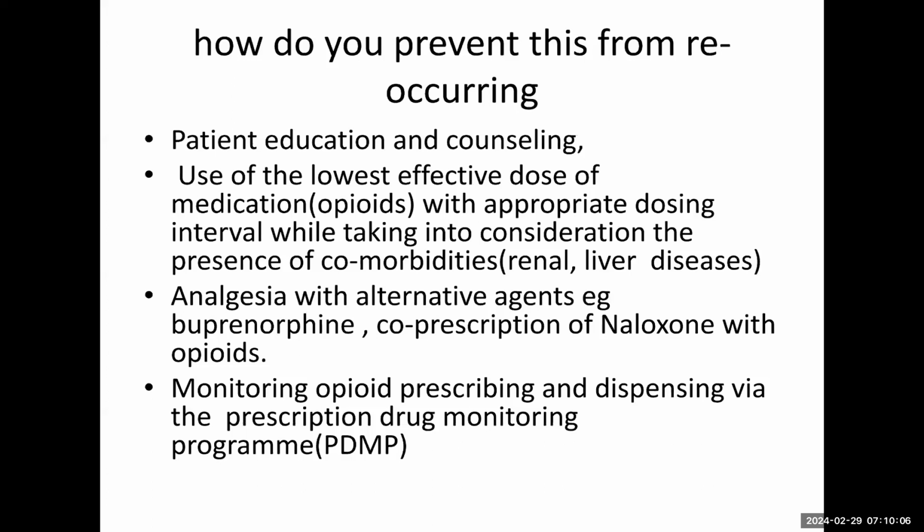How do you prevent this from reoccurring? Patient education and counseling, like I said, use of the lowest effective dose of medication with appropriate dosing interval while taking into consideration the presence of comorbidities. In this case, we have renal impairment. And liver disease is also noted because the opioids are broken down by the liver. In a case of liver disease, the patient may be predisposed to more opioid toxicity. Analgesia with alternative agents, for example, buprenorphine or co-prescription of naloxone, like I said before.